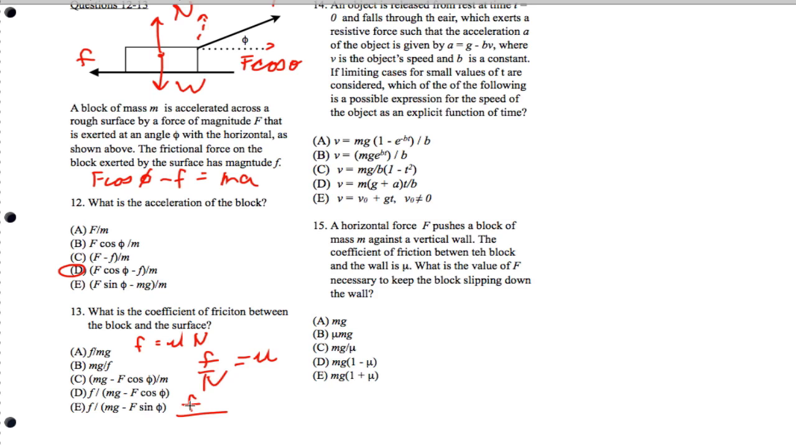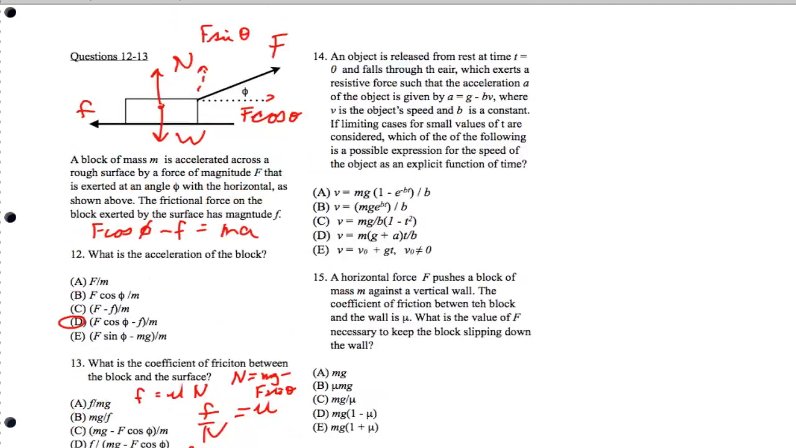let's see, I'm just going to do an absolute value because my brain's not working, mg minus the normal, the normal force is going to be the weight minus F sine theta. So F sine phi, or whatever that angle is. So I'm getting choice E.